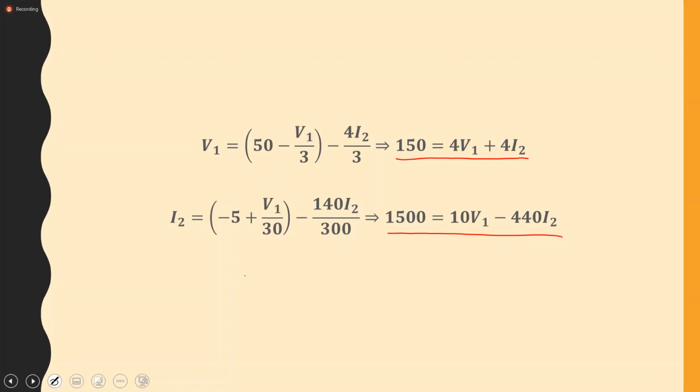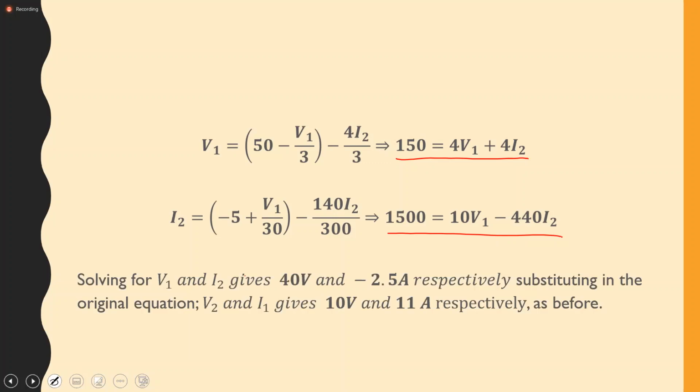And as I am sure you were expecting, the final answers would be as before. If we solve these two equations, we'll get V1 to be 40 volts and I2 to be minus 2.5. And we made the other substitutions for V2 and I1, and we'll get that.